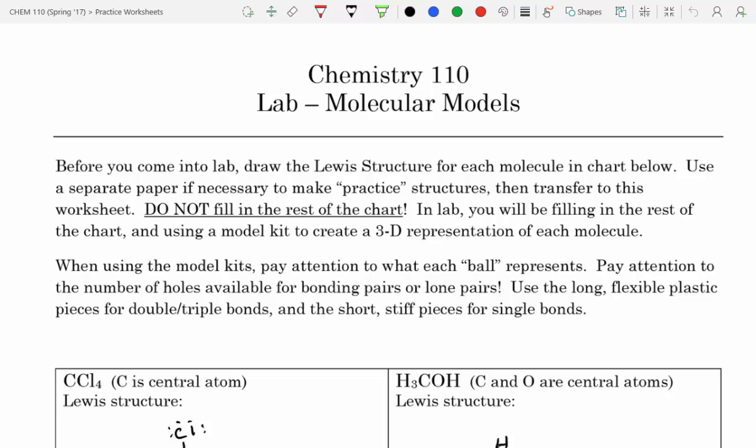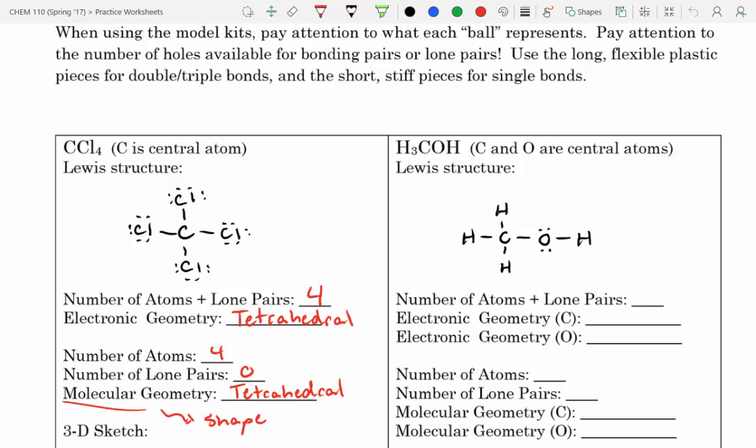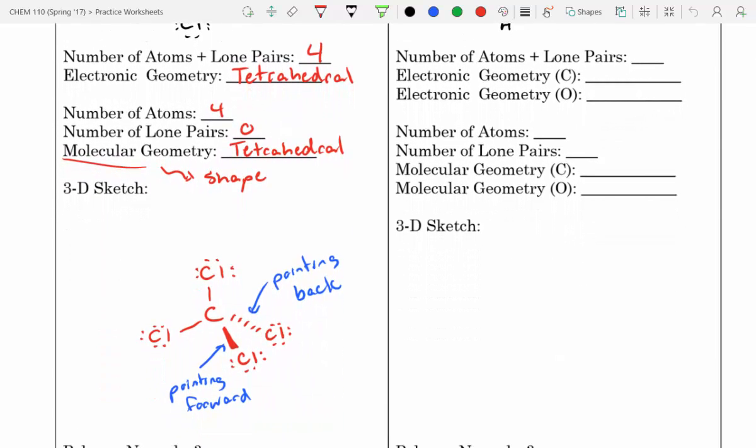So over the past couple of days, we've been talking about Lewis structures and VSEPR theory. And with this molecular modeling lab, I asked you guys to go through and do all the Lewis dot structures. And then today, we're actually going to build these molecules using model kits. And then we're going to try to draw their three-dimensional shape, kind of like we have with carbon tetrachloride.